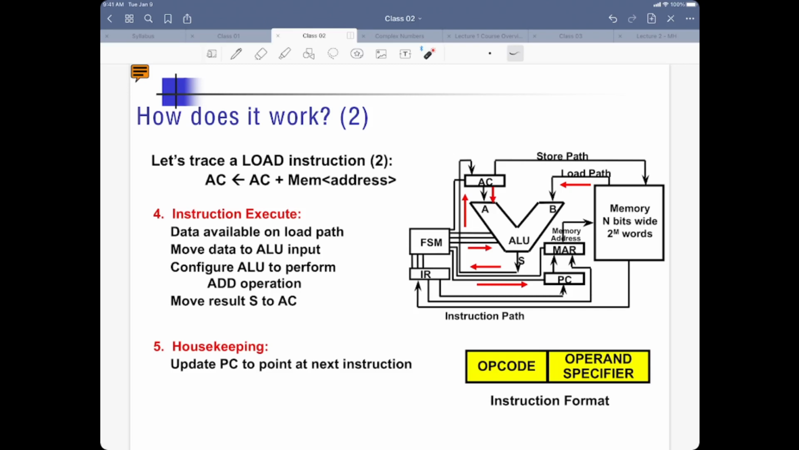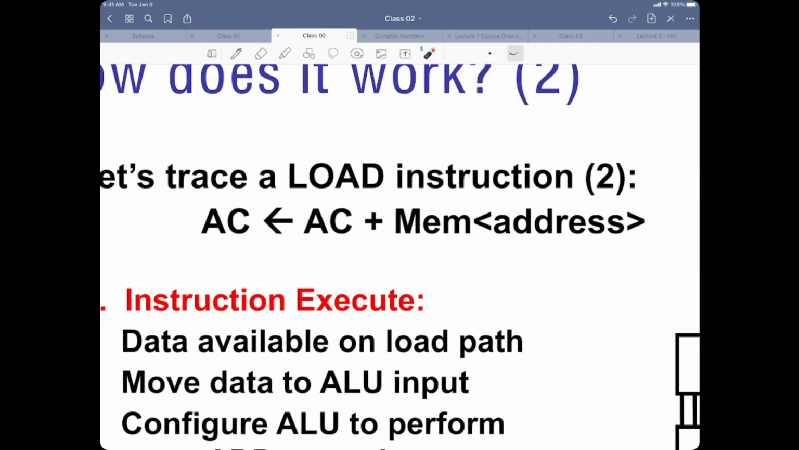Questions about how it works? Are you guys comfortable with this particular notation? Accumulator, arrow, accumulator plus some address in the memory. What does address mean? What does mem mean? What does AC mean on the left side? You're taking the current contents of the accumulator, which is a register in your data path. You're adding that to the contents present at a specific address location, and you're storing that result back into the accumulator.